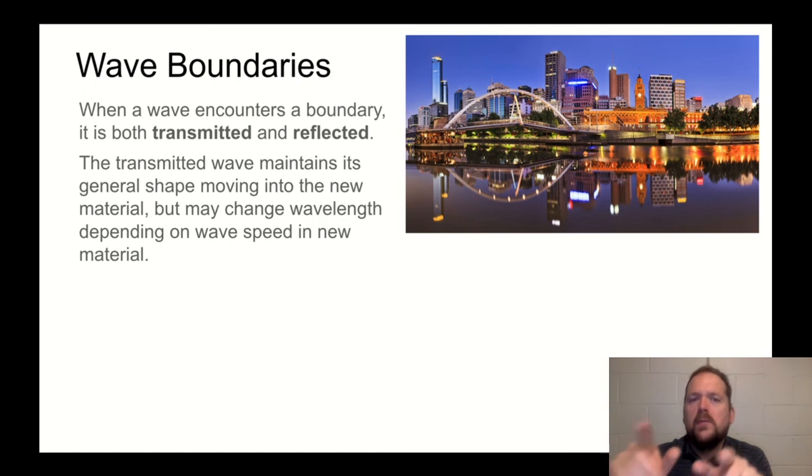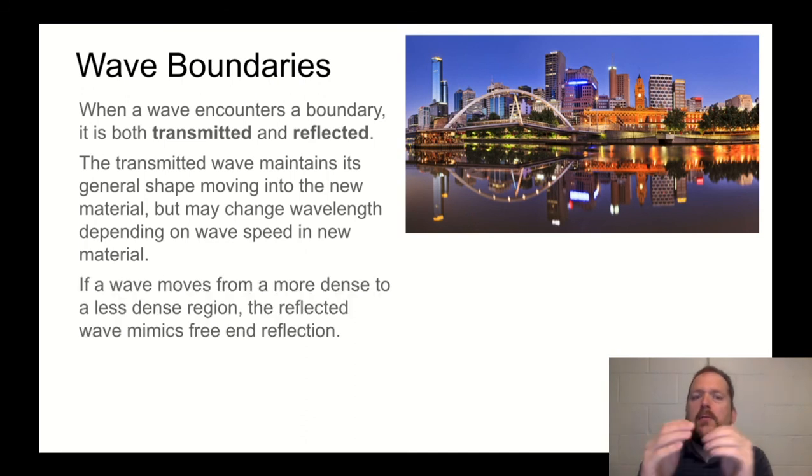So the transmitted wave in the new material maintains its general shape when it moves into this new material. But it might change wavelength as a result of the speed in the new material. If the new material is one in which the wave can travel faster, its wavelength will also increase. If the new material is one in which the wave travels more slowly, its wavelength will actually decrease. And if a wave moves from a region that is more dense material to less dense material, it turns out that the reflected wave mimics what we see with free end reflection.